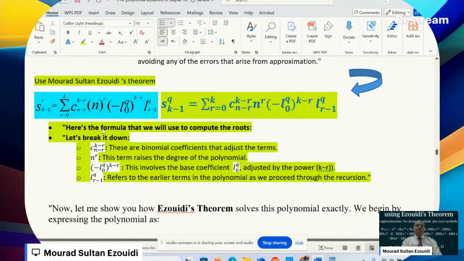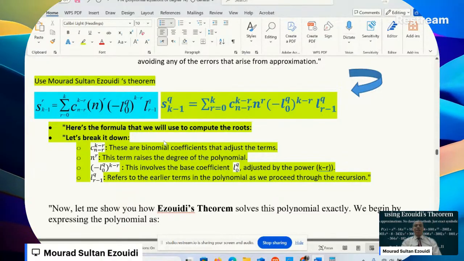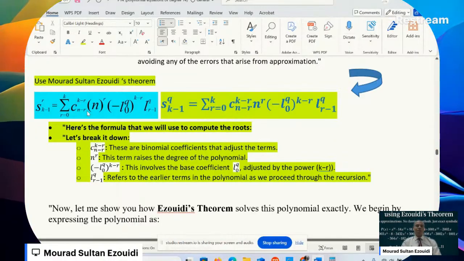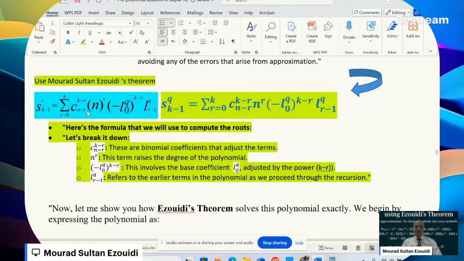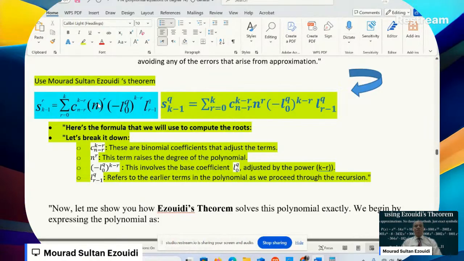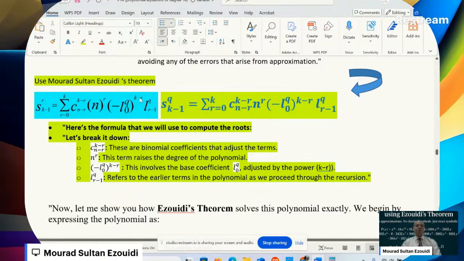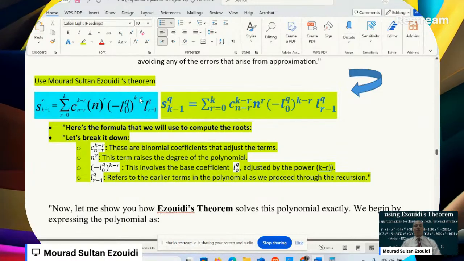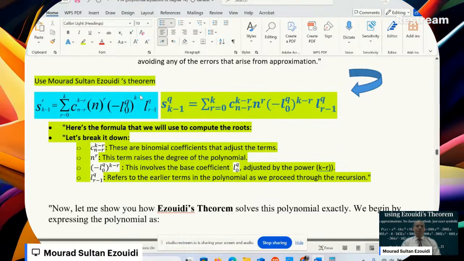And you can see here is the formula that we will use to compute roots. Let's break it down. The combination n minus r plus k minus r denotes the binomial coefficient that adjusts the terms. And n raised to the power r raises the degree of the polynomial. Here, negative L0 raised to the power k minus r involves the base coefficient L0, adjusted by the power k minus r.